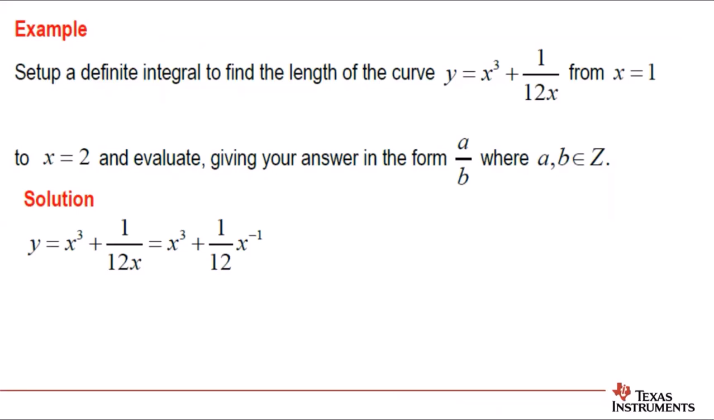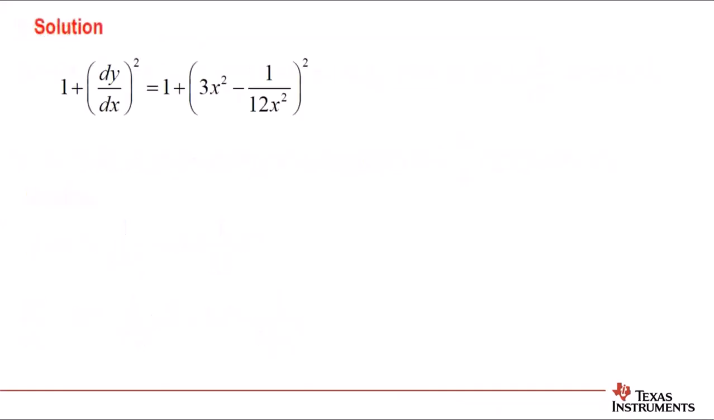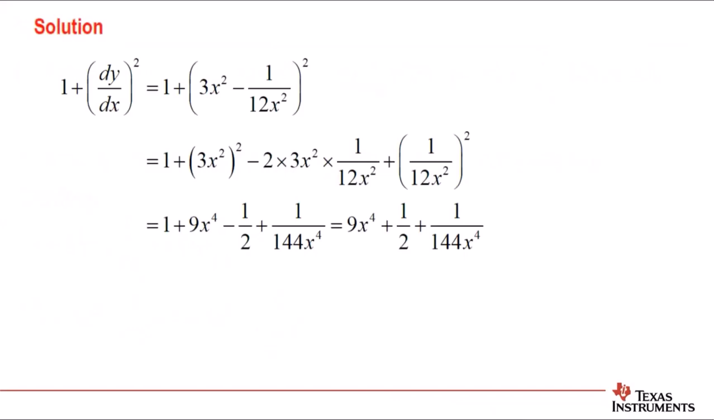So let's just look at a little worked example of this one, x cubed plus 1 over 12x. We have to work out the function dy dx, or the derivative. And the whole thing here is that 1 plus dy dx squared. Now, 1 plus dy dx squared gives me that. The whole point here is that we want this thing to end up being a perfect square.